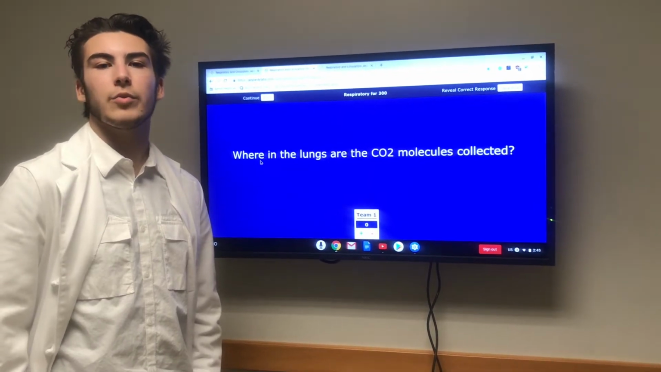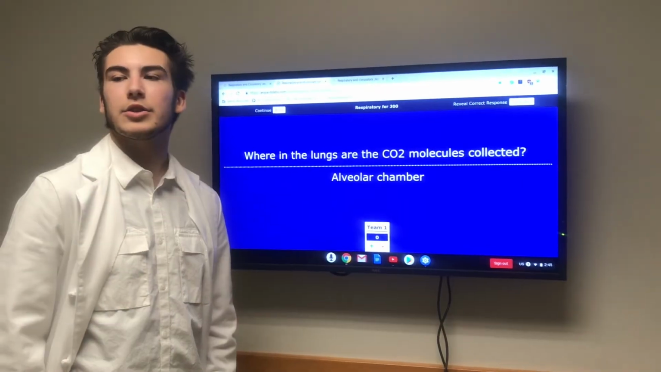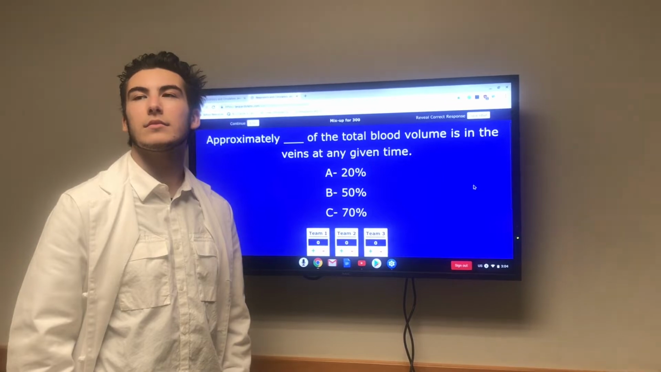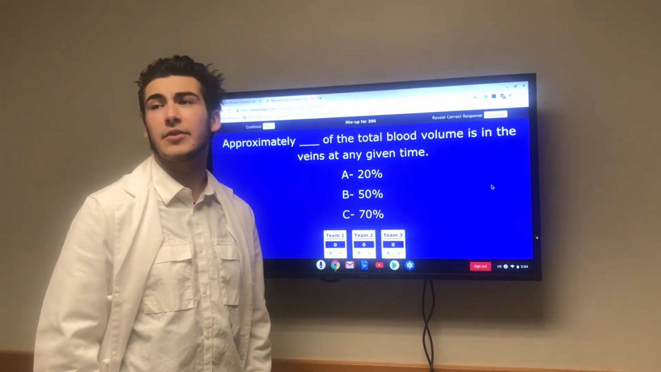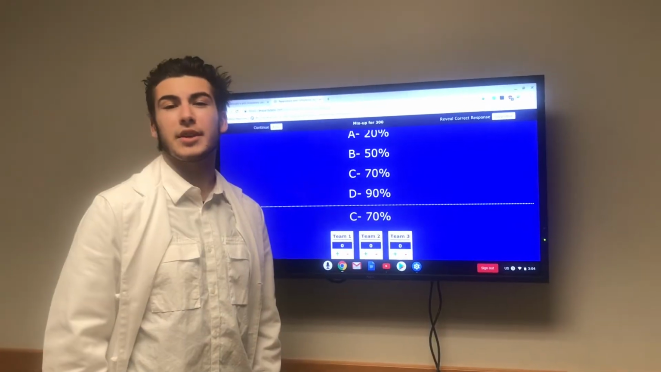Where in the lungs are CO2 molecules collected? What is the alveolar chamber? I don't know if I pronounced that right. The alveolar chamber is the correct answer. I'll take mix-up for 300. Approximately what percent of the total blood volume is in the veins at any given time? What is 70%? The answer is 70%.